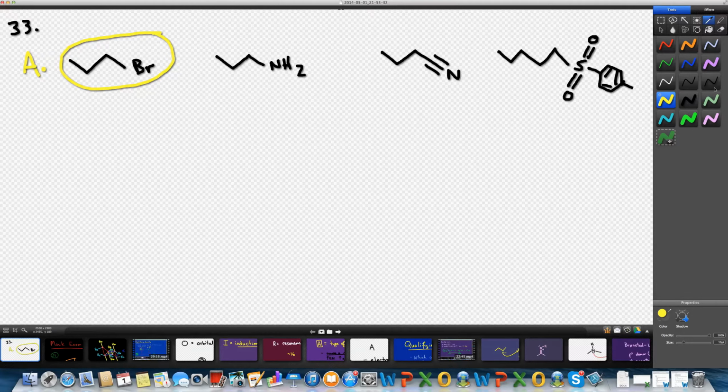Moving on to number 34. Which of the following species cannot serve as a Lewis base? Let's just cut to the chase on this one. You have an aluminum atom, which makes 3 bonds, all in the same plane, by the way, to 3 chlorine atoms.